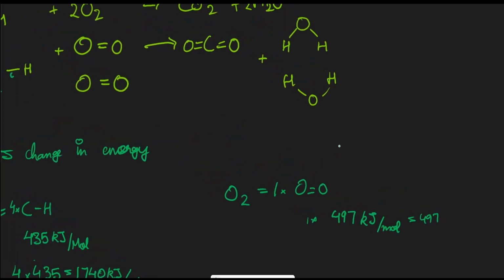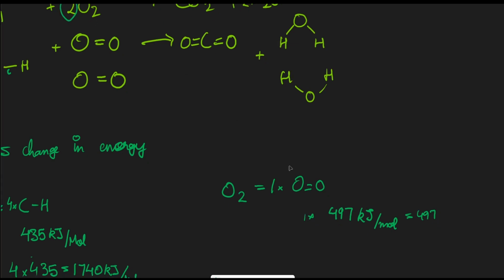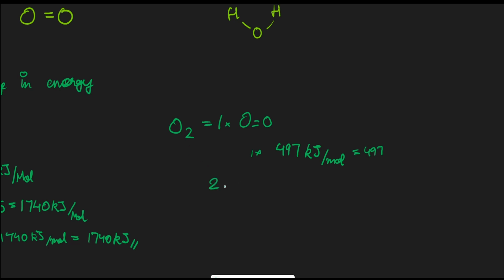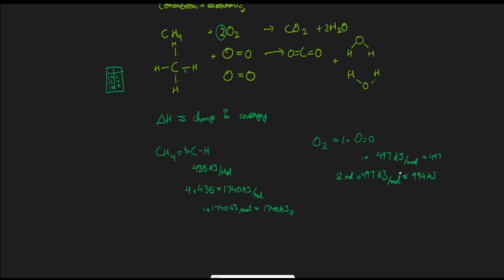Now, since we have 2 moles in this case, we're going to multiply it with the number of moles. So we have 2 moles into 497 kilojoules per mole. And the moles will cancel, and that should give you 994 kilojoules. Right? So we have our bond energies for our reactants.